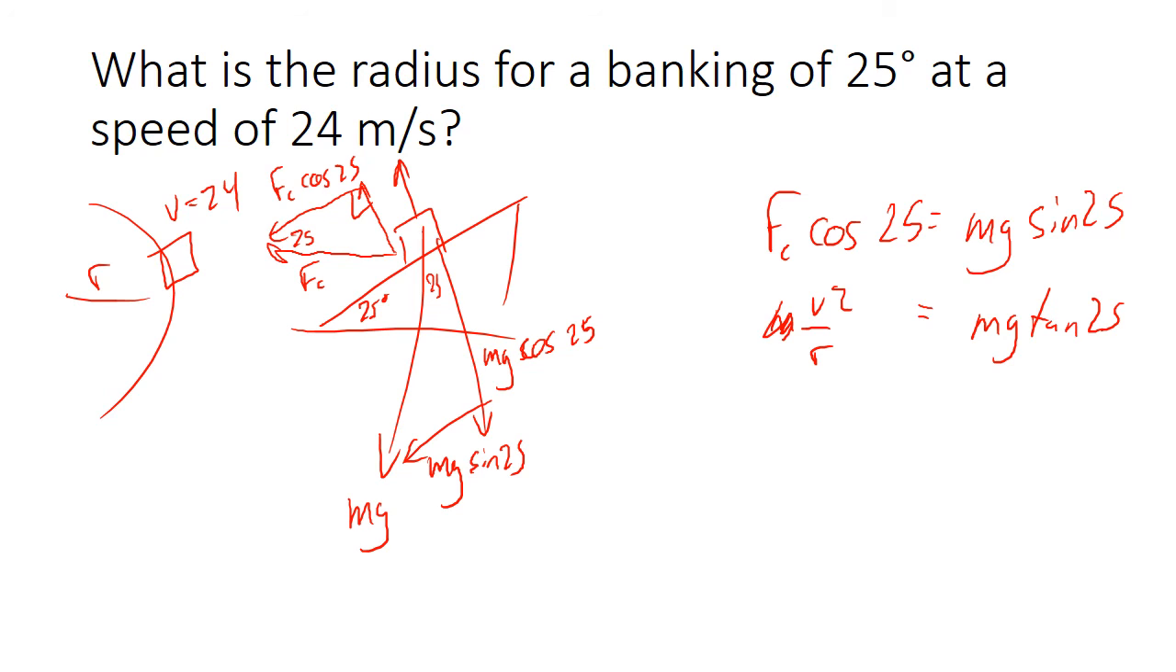So cross out those m's. Multiply by r, divide by that stuff. V squared over g tan 25, and that's going to equal r. It's typing time! So v squared is 24 squared, divide by 9.8, divide by tan 25, and parentheses close. So we're going to get a 126.